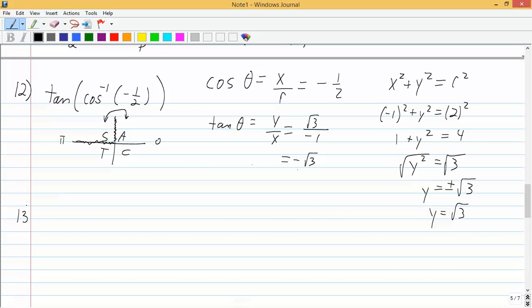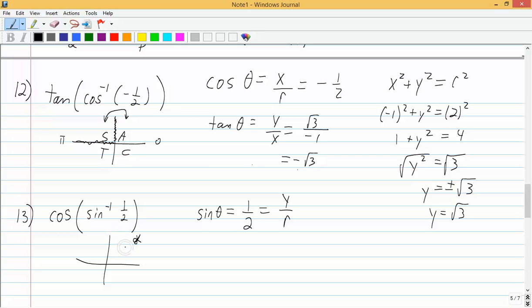Number 13 is very similar, just different functions. The cosine of the inverse sine of 1/2. So I say the sine of theta equals 1/2 equals y over r. Y is 1, r is 2. Also, you could go ahead and say, we know that it's in the first quadrant because that's where inverse sine would be a positive 1/2 where it's defined. Alright?